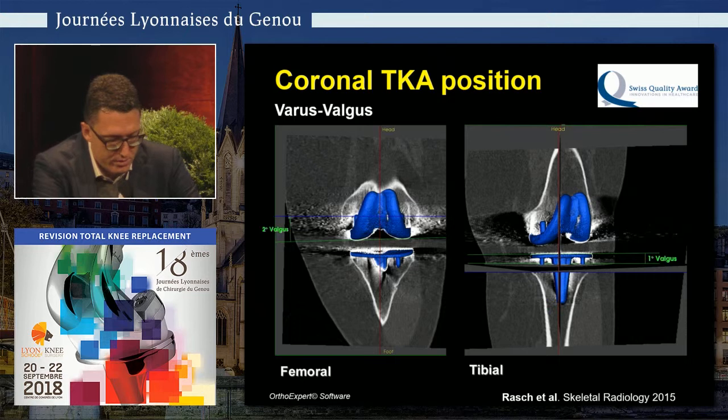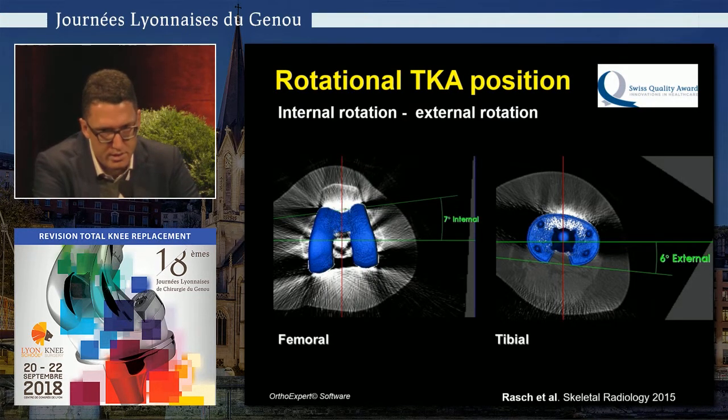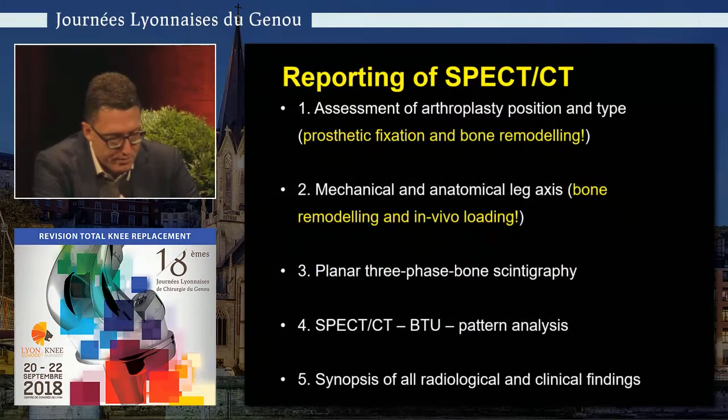So we use this standardized protocol to get alignment information, and with this alignment information you can get information about the position of your prosthesis in the coronal, sagittal and rotational alignment. This is very important because without this information you can't really judge your SPECT-CT findings, because we know that the alignment of the prosthesis and also the prosthesis itself influence the BTU patterns majorly.